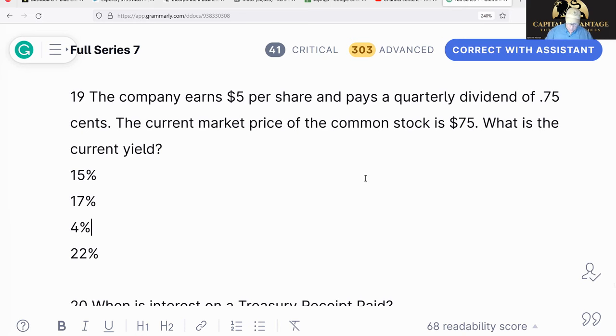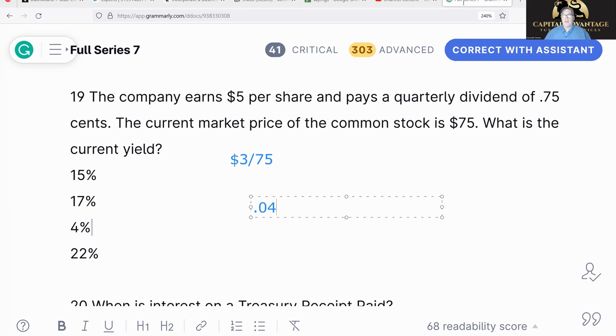So 0.75 times 4 equals 3, so that's $3 a year. So it means we're going to get $3. And then we're going to divide it by the market price of $75. We're going to do 3 divided by 75. 3 divided by 75 equals 0.04, and we can match that. A little extra zeros never hurt you. So that's going to be 4%. So it's not so hard even with the dividend stuff.